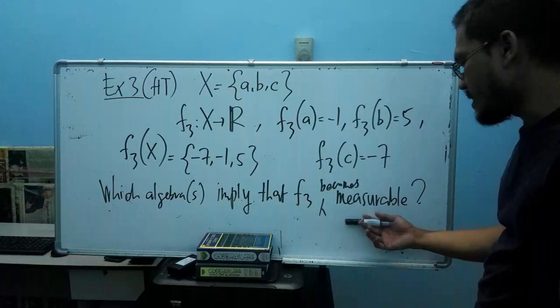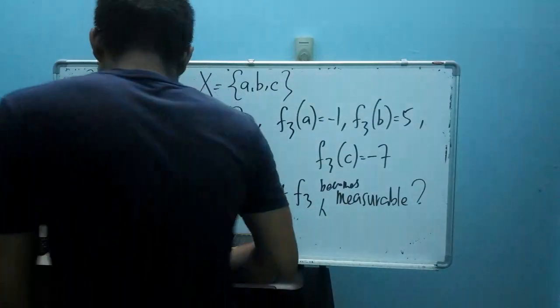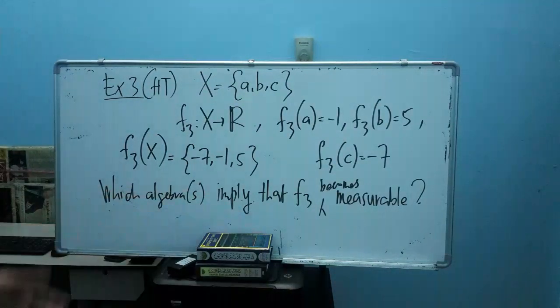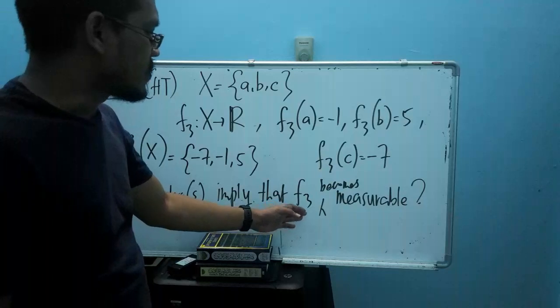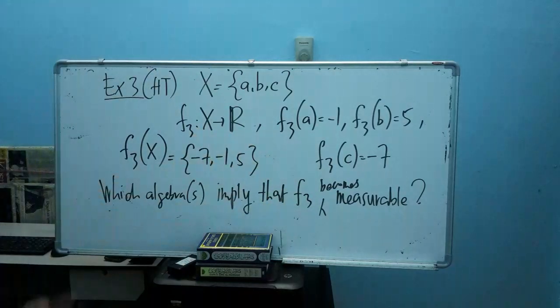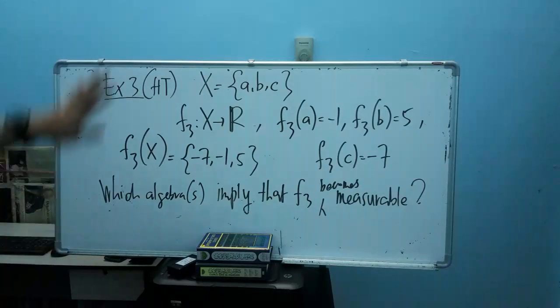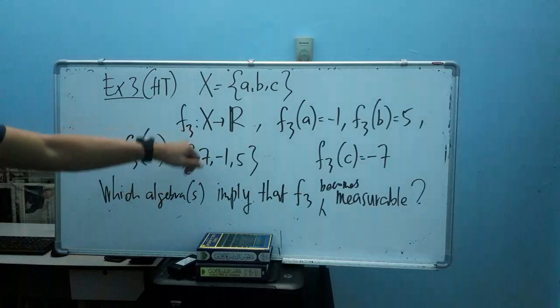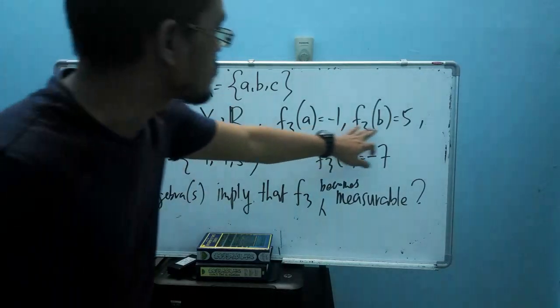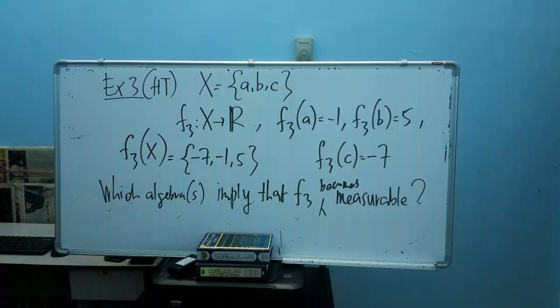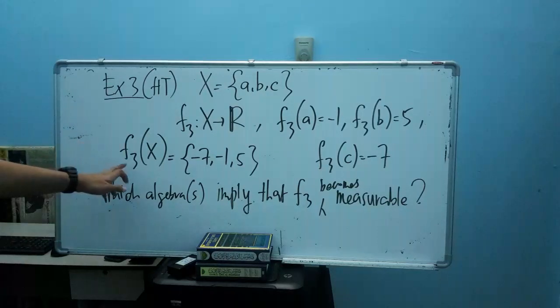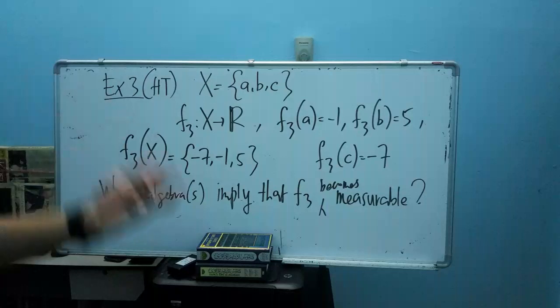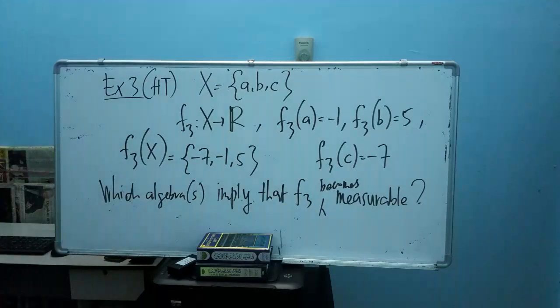Actually, I ask you to see, our F3 here, the example here, is measurable with respect to which algebra? Because we have 5 algebras, right? For X equals {a, b, c}, we have 5 algebras. So such a function is defined by this one. We have 3 values here, and I ask you to check our F3 is measurable with respect to which algebra?